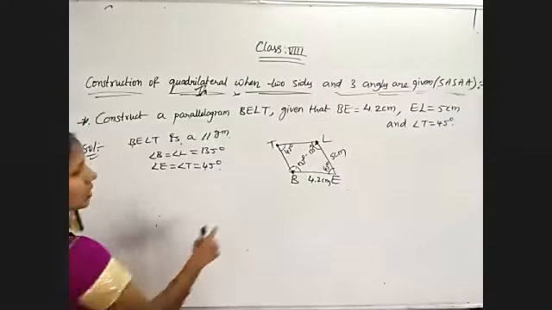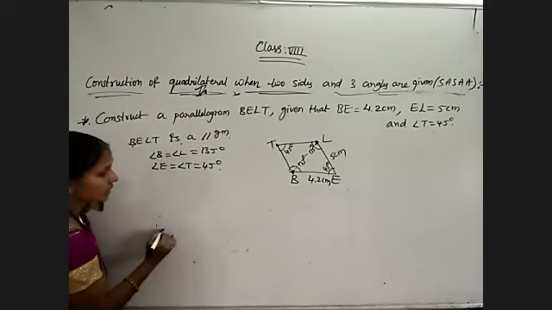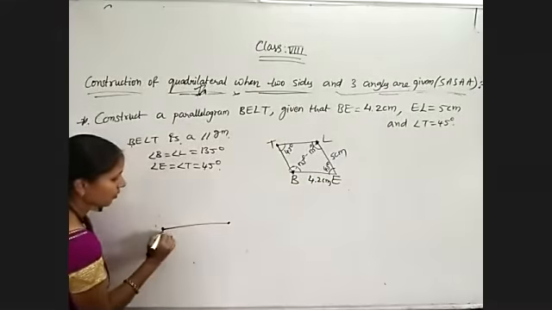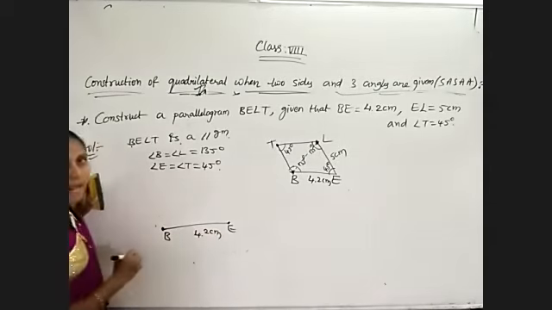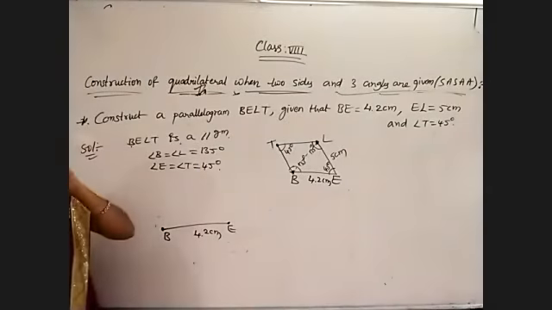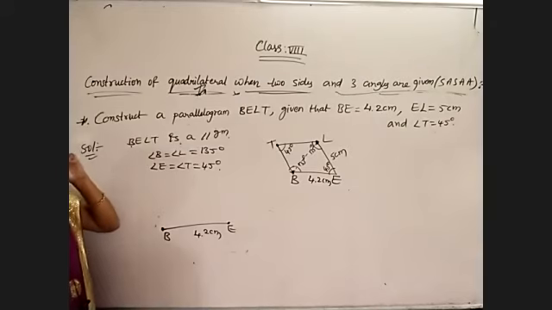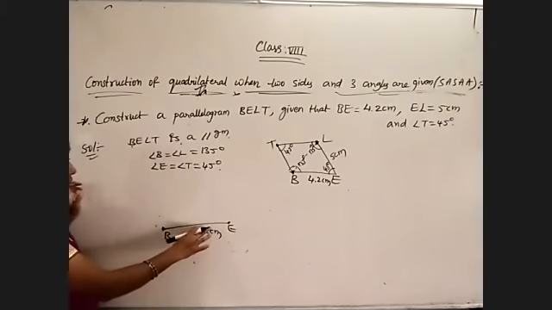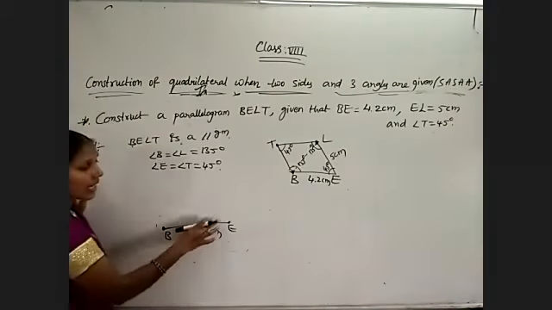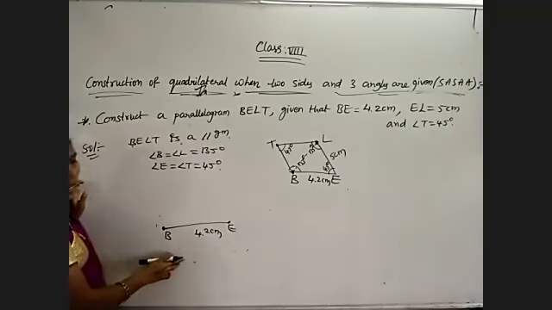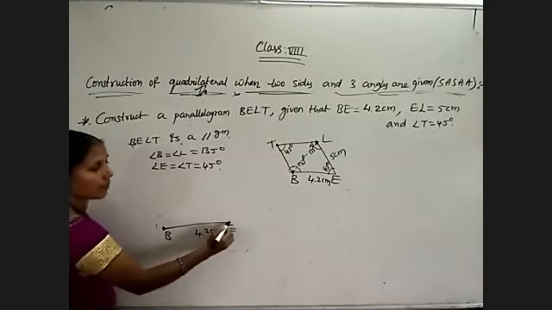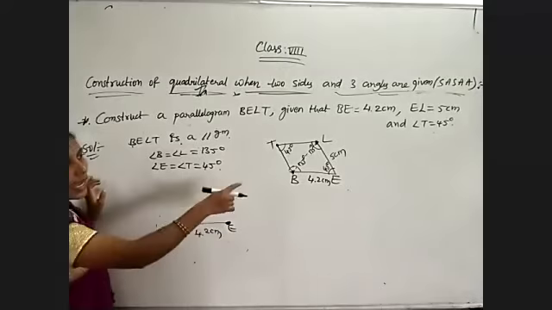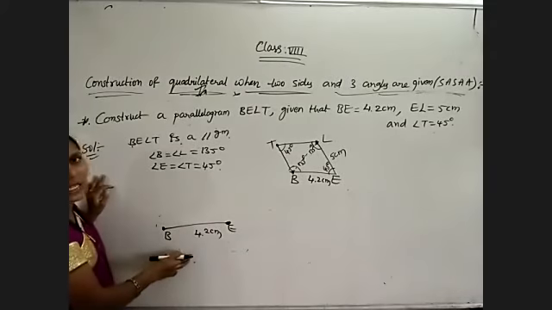As I showed in the rough figure, construct BE of 4.2 centimeters using the scale. After that, place the protractor at E, because I want to form the triangle using the side angle side rule. So now I am finding the angle E. Angle E is equal to 45 degrees.